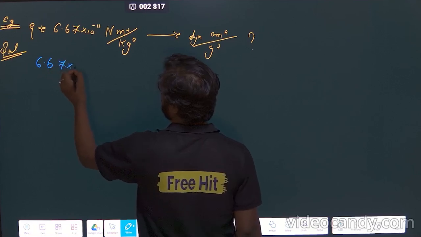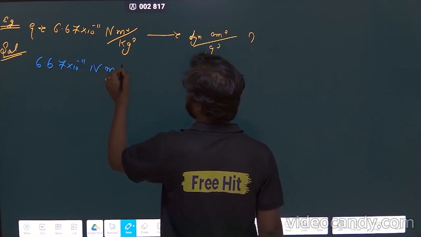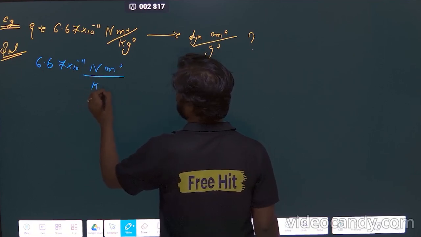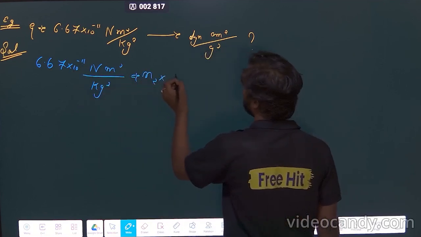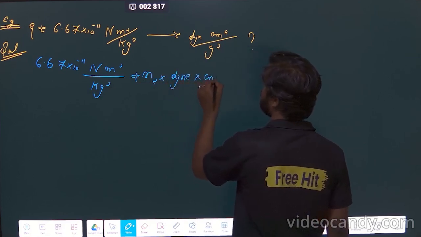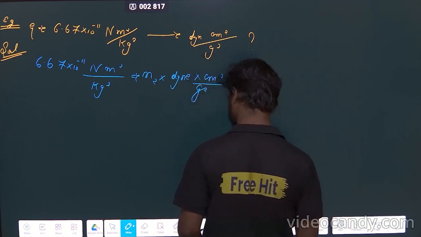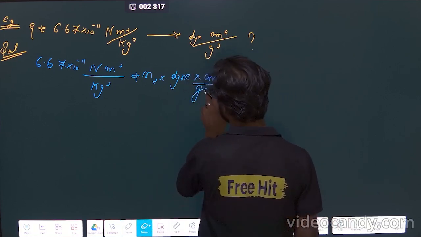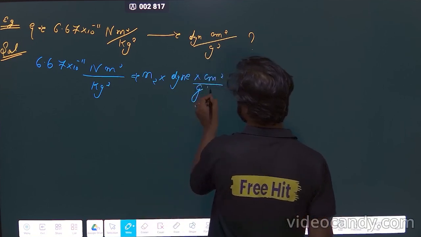6.67 into 10 to the power minus 11 Newton meter square divided by kg square is equal to some N2 into dyne into centimeter square by gram square. Now just you can easily solve it. Now you have to simply do the conversion here. It's a simple conversion you have to do to solve this.